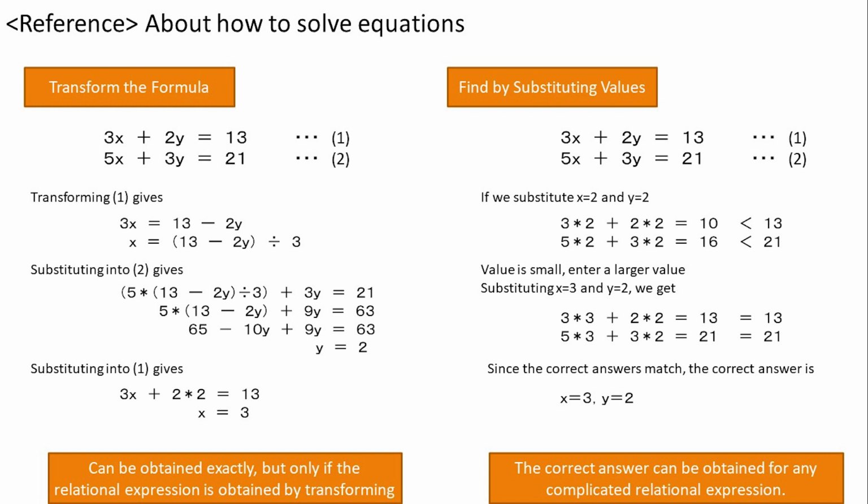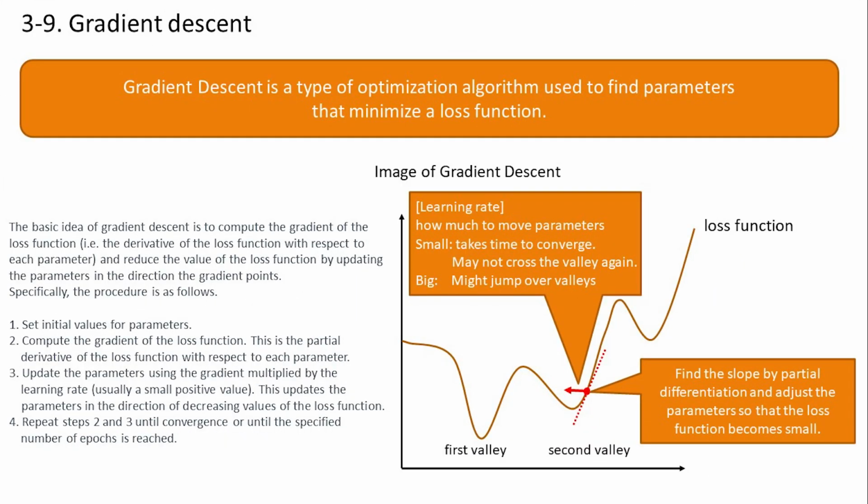Here, it is possible to find the answer even with a complicated relational expression. Relational equations with many parameters, such as AI, are difficult to solve by transforming the equation. Therefore, we will find the optimum value by substituting temporary values. Move on.